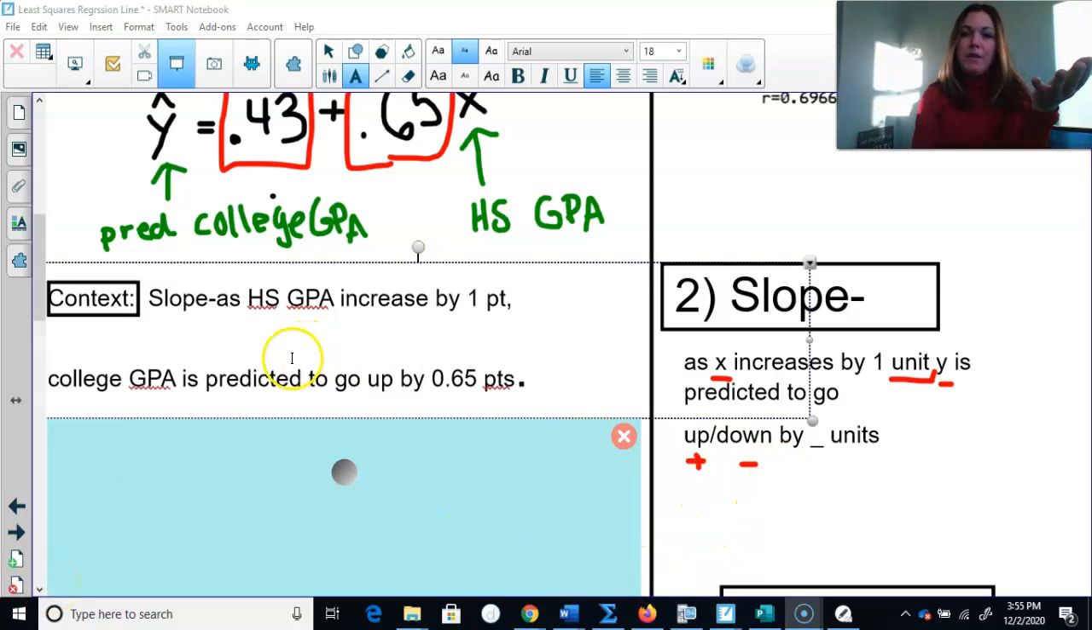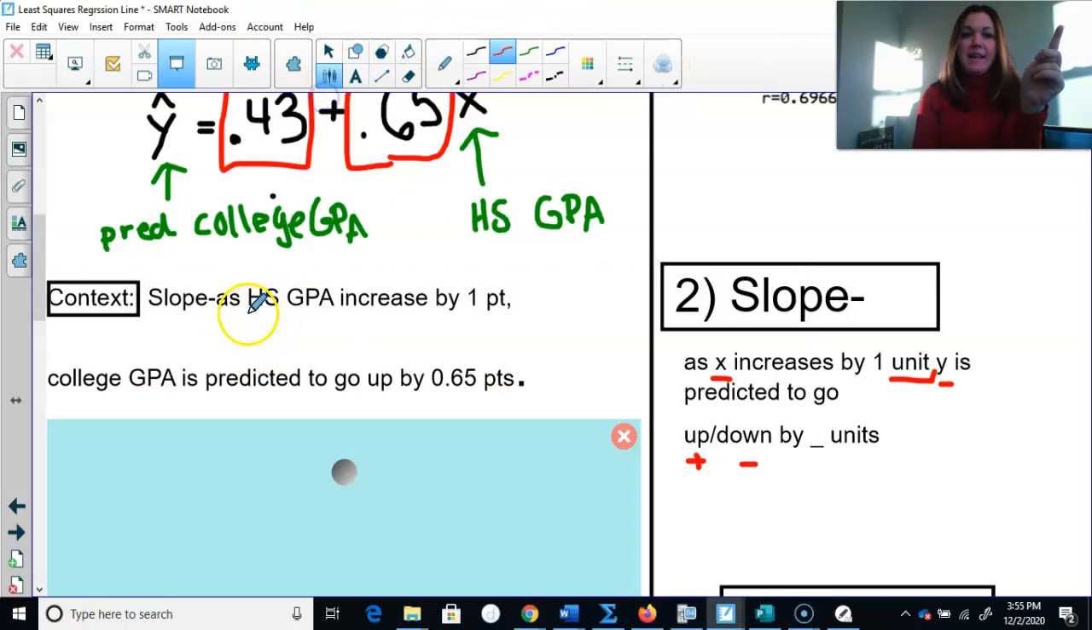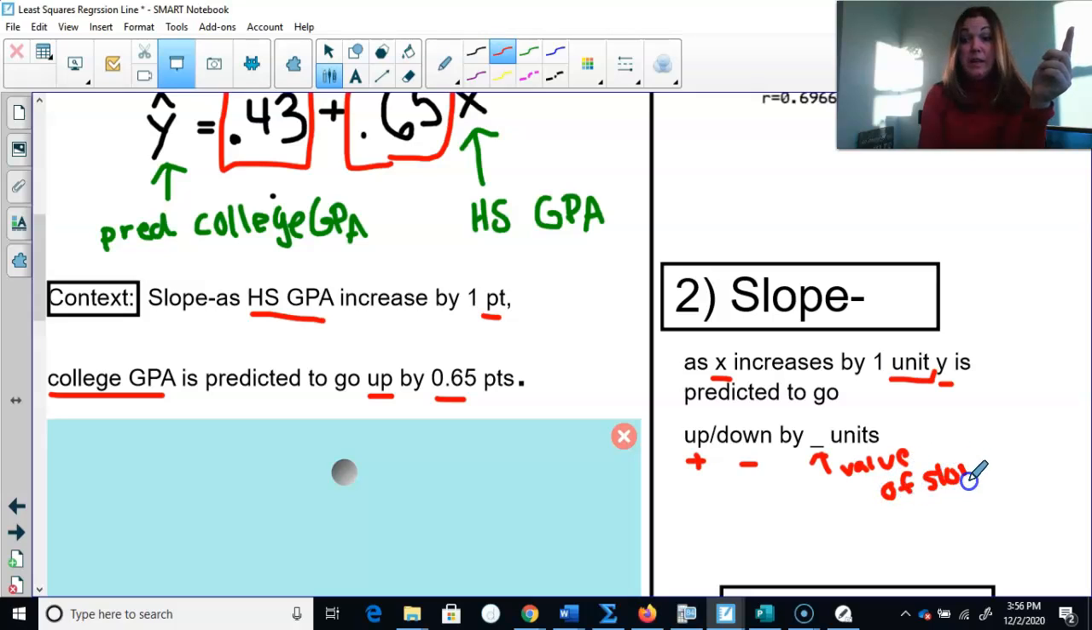Again, we're just working on filling in the blanks. As X, our high school GPA, increases by 1 point, there's our unit, Y, our college GPA, is predicted to go up, or it could be down, by blank units. This right here is the value of the slope. In our units, that's points.